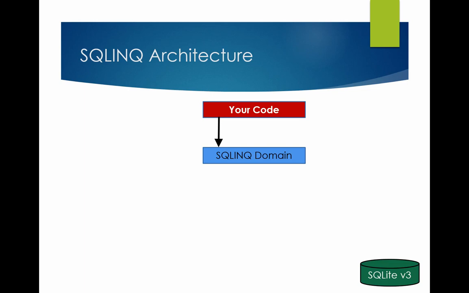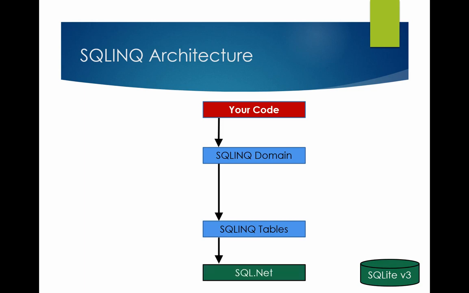This domain object will then in turn interpret your domain-like request and transform that into a table request. The table request calls a library called SQL.net. This is actually a library that is embedded into the tool. I didn't write it. That's described in the specification. This library then calls SQLite. SQLite returns back into the SQL.net environment and then passes the data back into the table.